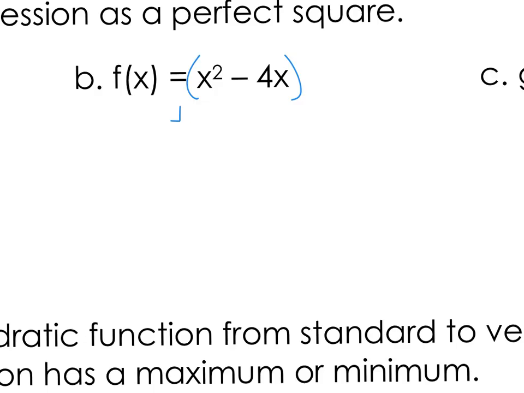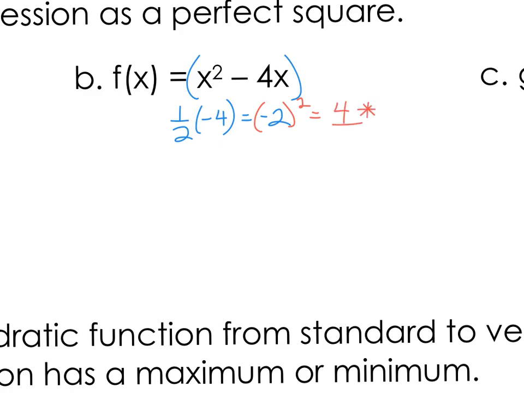Take half of our b value, so we do have to be careful here. We're going to take half of negative 4, and that answer is negative 2. We're going to see that later. But here's another thing to consider. We have to square that value. We have to square the negative and the 2, and anytime you square a negative number, we get a positive answer.